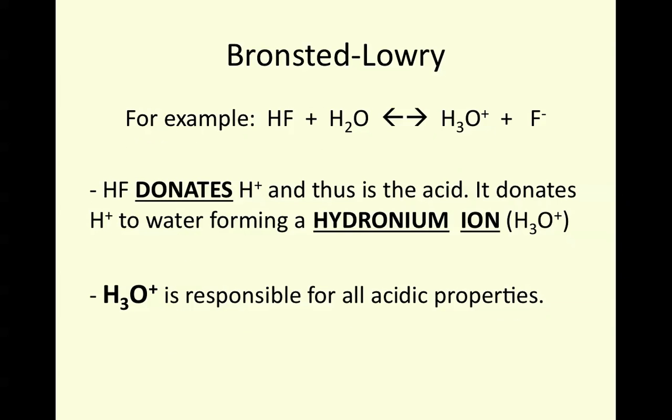Now, for example, here we have hydrofluoric acid and water combining. HF is going to donate the proton and thus is the acid. The big thing with Bronsted Lowry is you have to be able to compare the reactant side and the product side to be able to see who's donating, who's accepting. So HF is going to donate that to the H2O so that F- is by itself. The fluoride ion is by itself, and then hydronium is produced. And just remember, the production of hydronium is responsible for the acidic properties. So the hydronium ion in solution would make overall the solution acidic.